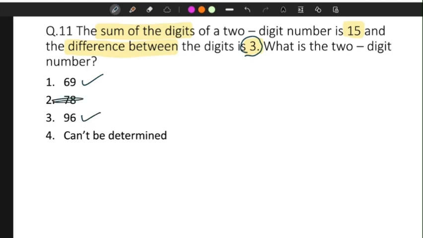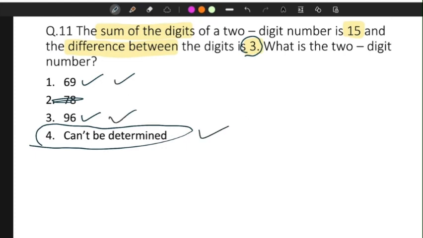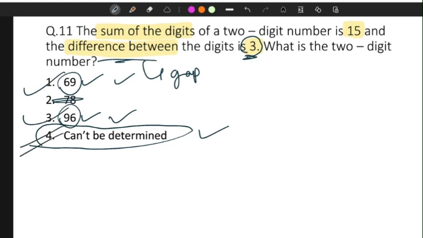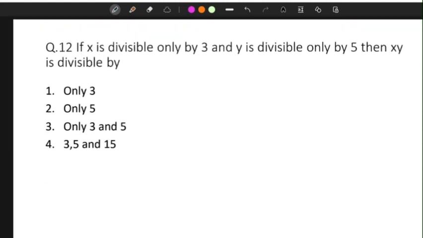So for this question, the correct answer that they had given us was "cannot be determined", as both the options are correct here. Both options are correct, hence they have given us cannot be determined as the answer. Please make a note of it: here we have learned that the difference between the digits doesn't mean that we have to take subtraction or the actual difference. We just have to check the gap. And the gap for 69 as well as 96 is 3, but both the options are correct, so they have given the answer as cannot be determined. Okay, moving on to the next question.